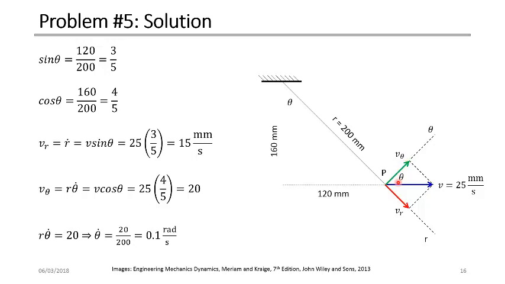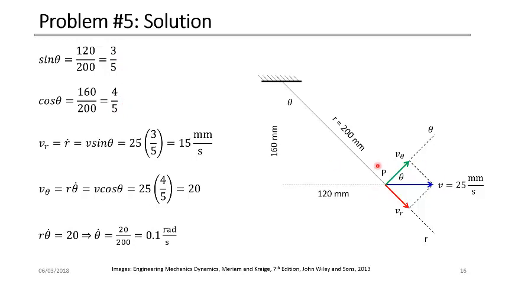And the angle between these two, by simple calculations, we find that this angle theta is the same as this angle theta. And the velocity here is given as 25 millimeters per second. Based on the triangle, we can find that sine theta is 120 divided by 200, and cosine theta is 160 divided by 200. So we can find the cosine and sine of theta.